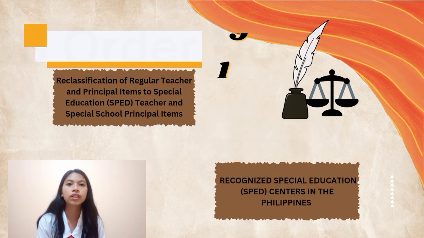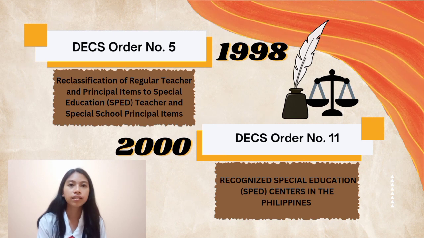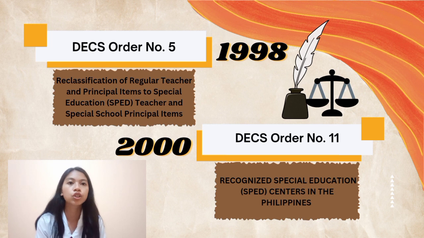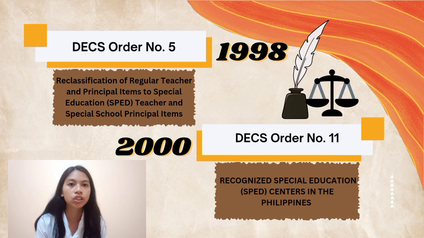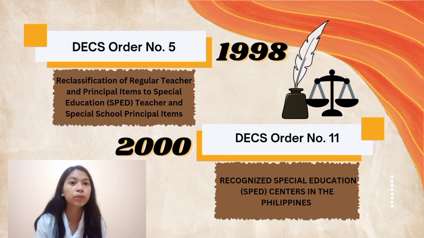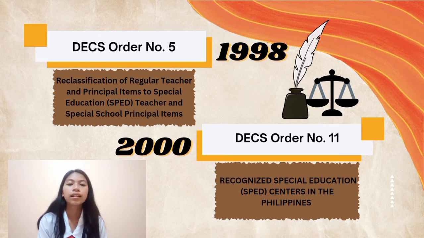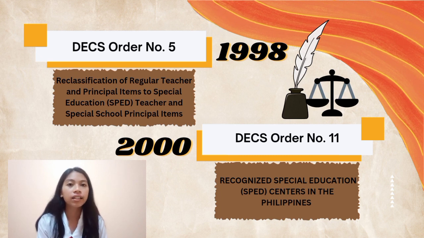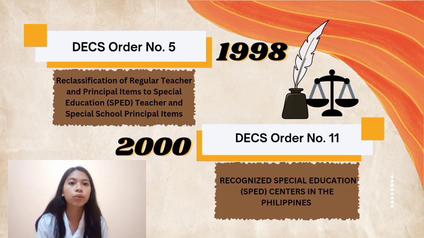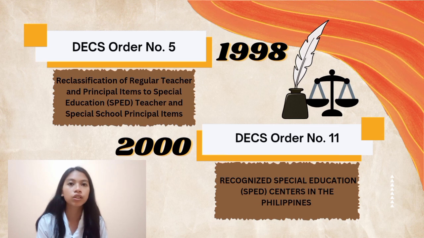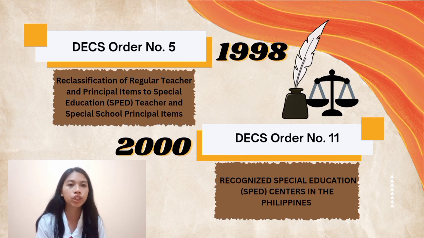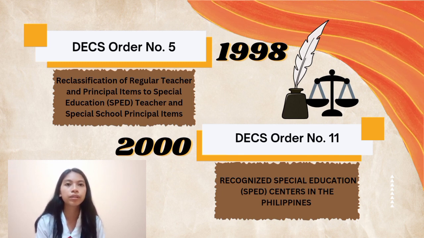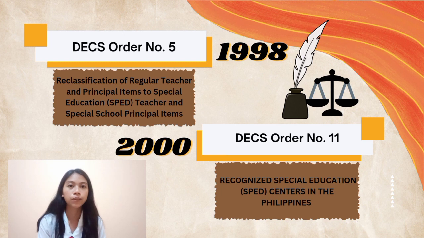The DepEd Order number 5, series of 1998, is on the direct classification of regular teacher and principal items to special education or SPED teacher and special school principal items. An elementary grades teacher who underwent formal training in special education at the national, regional, and division level and who is presently teaching children with special needs shall be considered a SPED teacher.